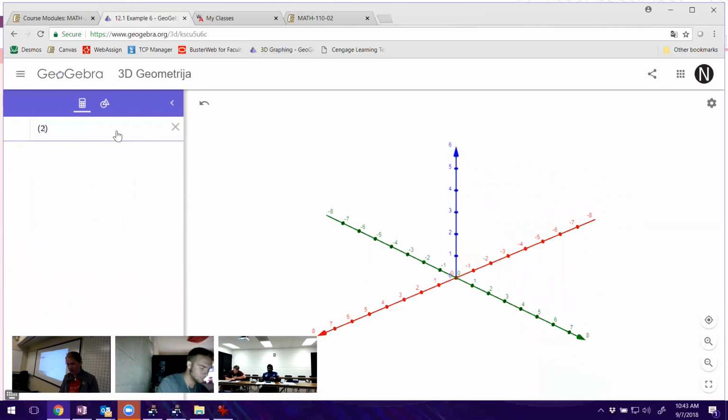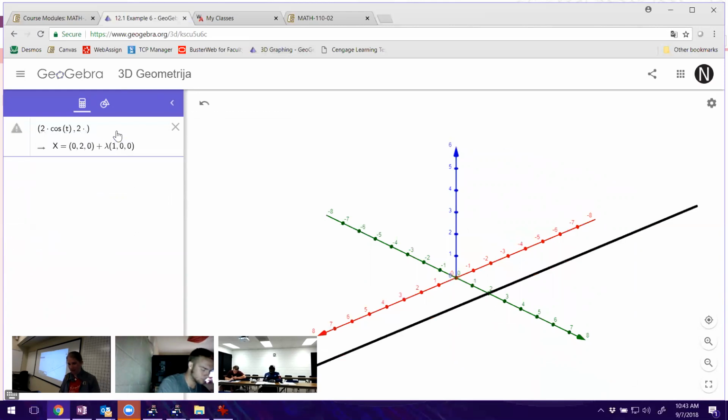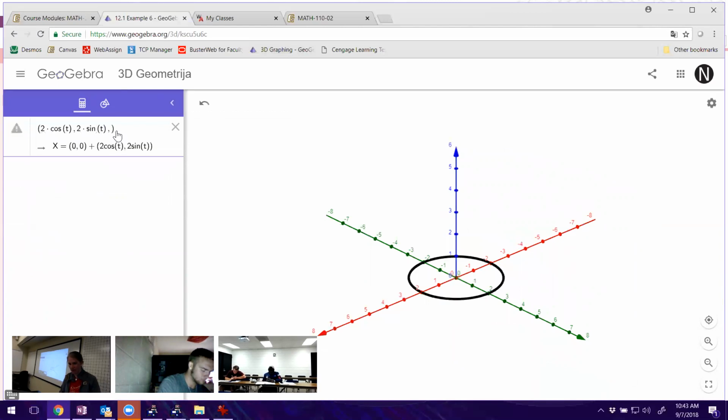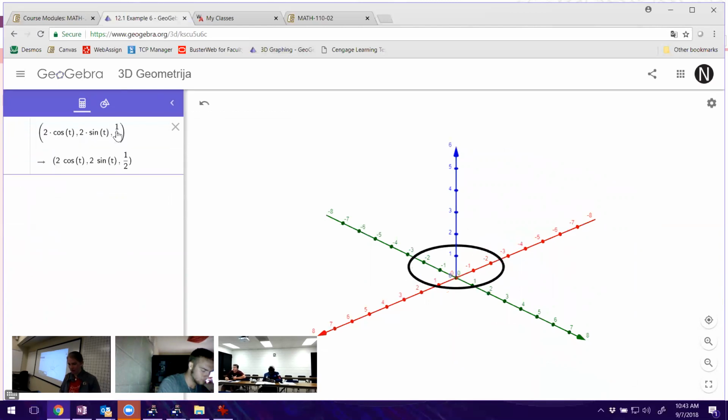Okay, 2 times cosine of t, 2 times sine of t, 1/2 times t. Okay, so we're good so far. Yay, math. Okay, so there is the space curve that we're working with in example 7.